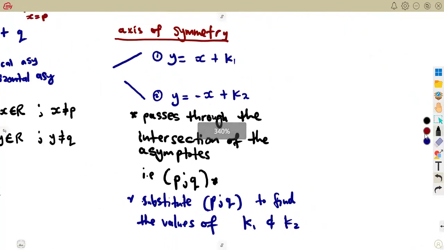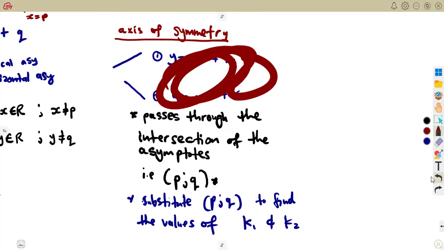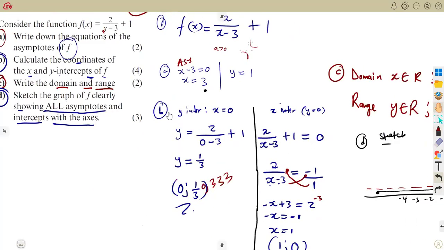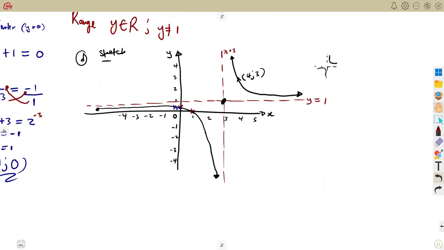Finding of this, the axis of symmetry. Lines, there are just two conditions. Which condition do we have in this case? Let's say we want to determine the axis of symmetry. This one is just on its own. Axis of symmetry. Let us just add another question.